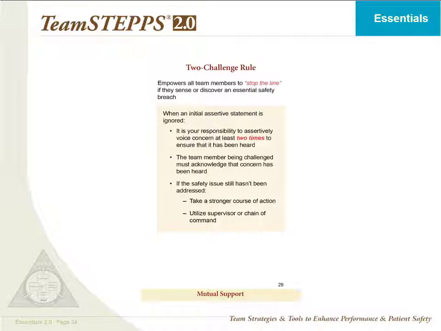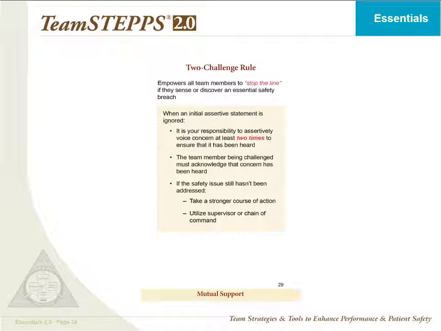One strategy to facilitate team members speaking up is the two-challenge rule. It's important to voice your concern by advocating and asserting your statement at least twice if the initial assertion is ignored, thus the name two-challenge rule. This particular rule is one that the National Registry of EMTs has adopted with the current paramedic out-of-hospital scenario.